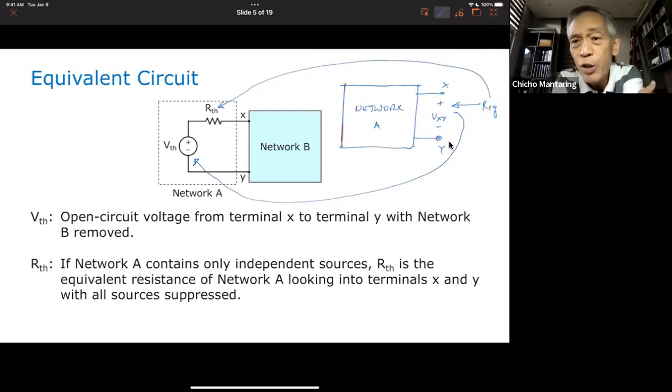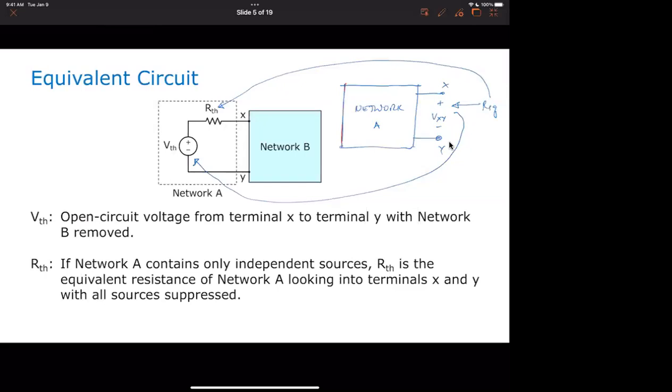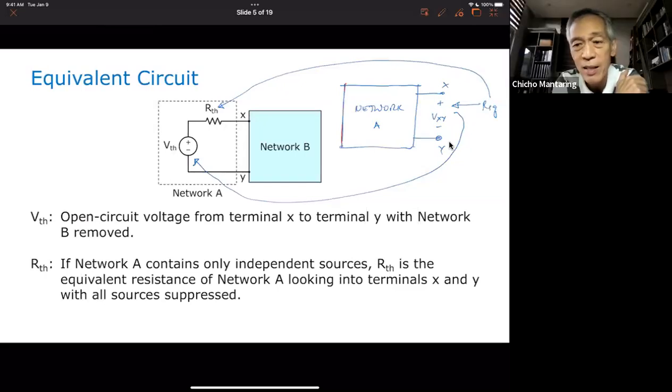How do you suppress a source? Can I hear from you? If it's a voltage source, what do you have to do? Short circuit. Yes. And if it's a current source? Open circuit. Okay. So if this network contains only independent sources, and I short circuit the voltage sources and open circuit the current sources, I get the equivalent resistance with respect to X and Y, and that will be my RTH.